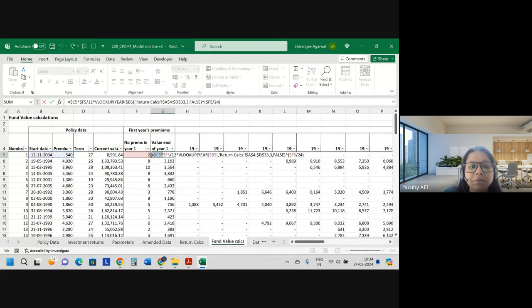So firstly, they've taken the premium amount. This is the premium amount and this is yearly premium. So I'll divide it by 12. So they have divided it by 12. Okay. How many premiums are there? Two premiums. So 540 divided by 12 into 2 is the total amount of premium received in November and December together. Now accumulate this to the end of the year.